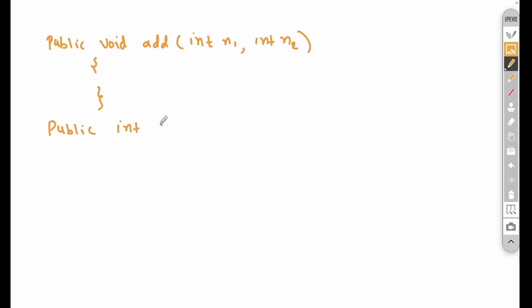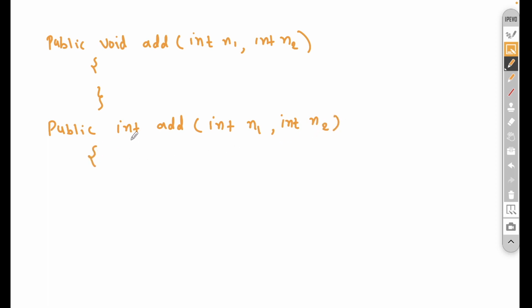Now if I open this and delete this, let's suppose here I have one method: public void add, with int n1 and int n2. After that I have another method, public int add, where the first parameter is of type integer, n1, and the second parameter is also of type integer, n2.